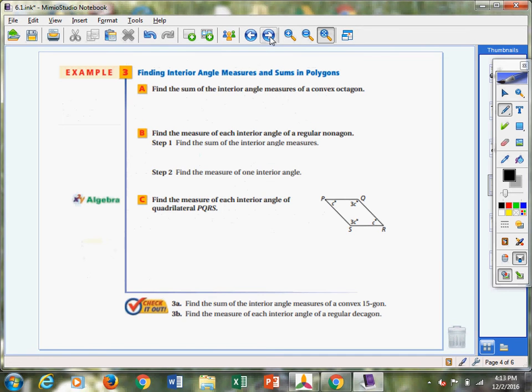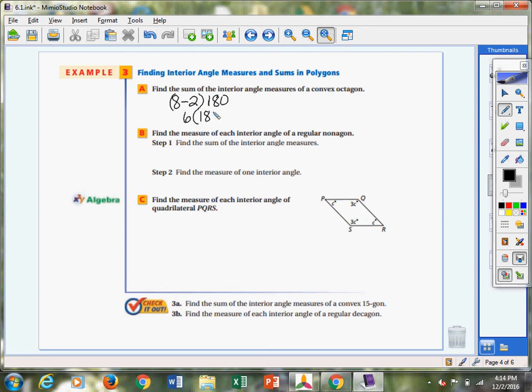So let's flip the page. Now let's apply it. In letter A, we're going to find the sum of the interior angle measures of the convex octagon. It's important that we know it's convex, because then we can apply our theorem. An octagon has 8 sides, take away 2, that means there are 6 triangles in there.